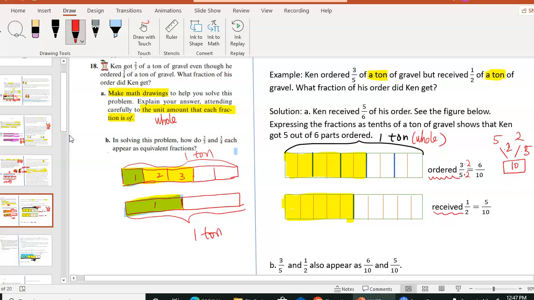So what we do is with the first fraction, we're going to multiply the denominator by 2. Correspondingly, we have to multiply the top number by 2. For the second fraction, multiply the bottom by 5. Correspondingly, multiply the top number by 5. So we end up with 6/10 and 5/10, which is demonstrated in the drawing.